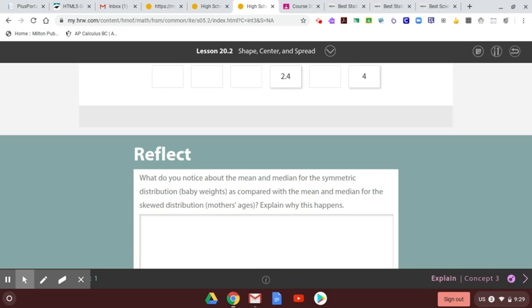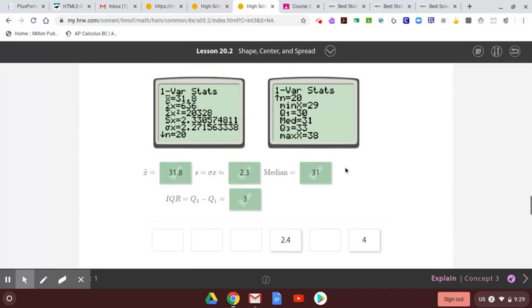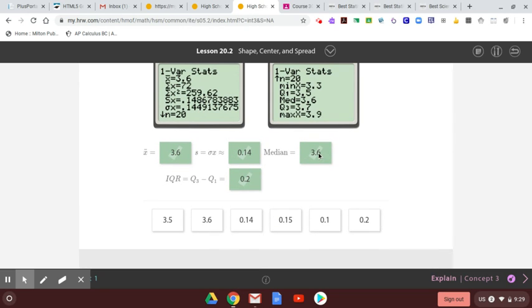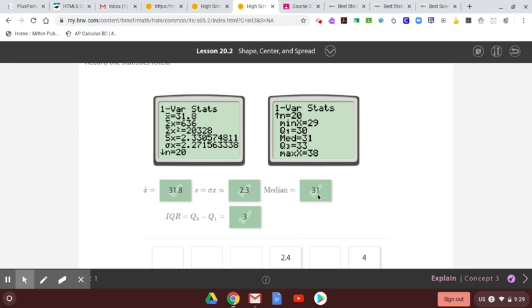Okay, so if we look at our reflection questions, it says, what do you notice about the mean and median for the symmetric data, which was the baby weights, as compared to the mean and median with the skewed distribution? Explain why this happens. So up here, the mean and the median were equal. So for our normal distribution, our symmetric distribution, mean and median are pretty much the same, where for skewed data, the mean and the median are not the same. And that's because when you have skewed data, you tend to have one or two values that fall either really high or really low, and that pulls the average one way. So the mean and the median don't end up equaling the same value like they do with a normal.